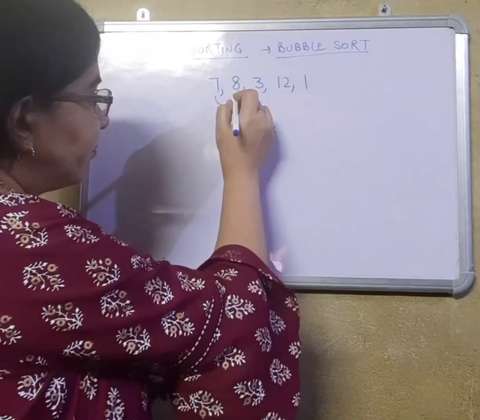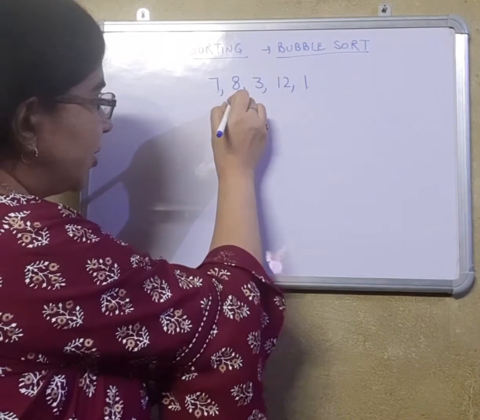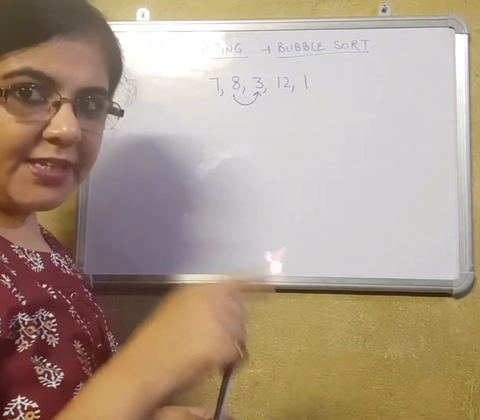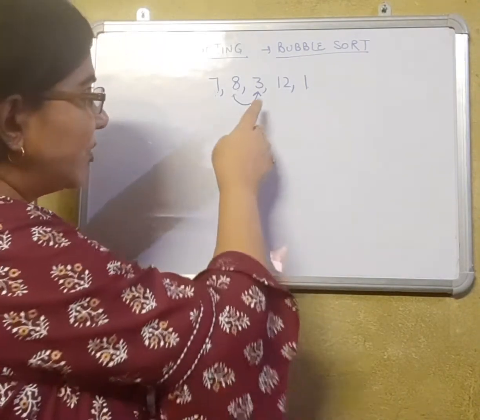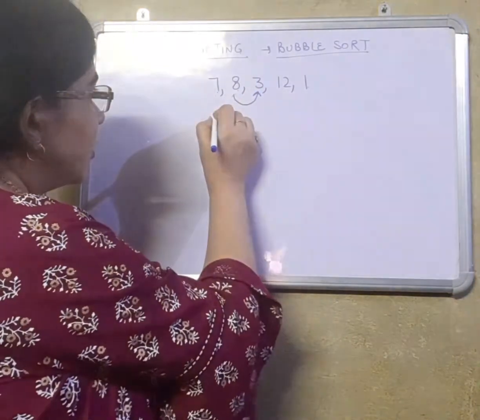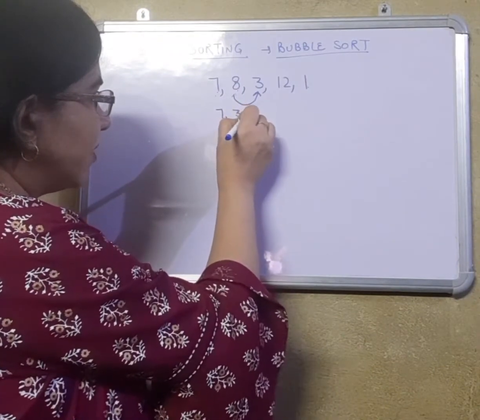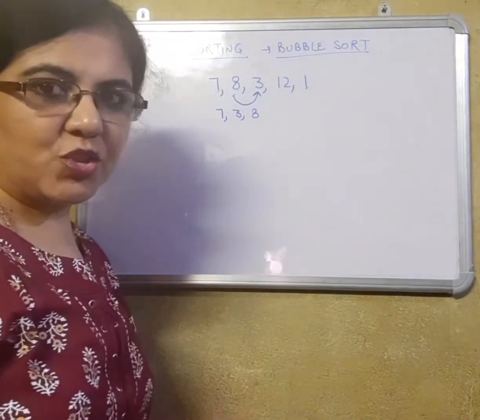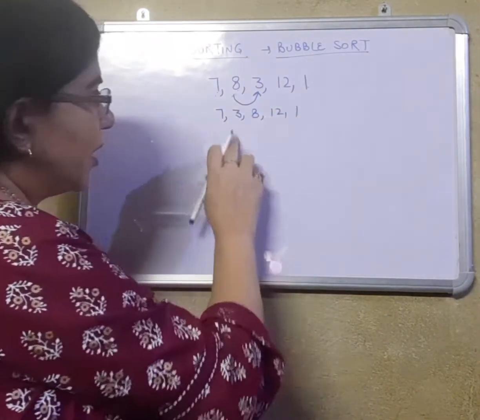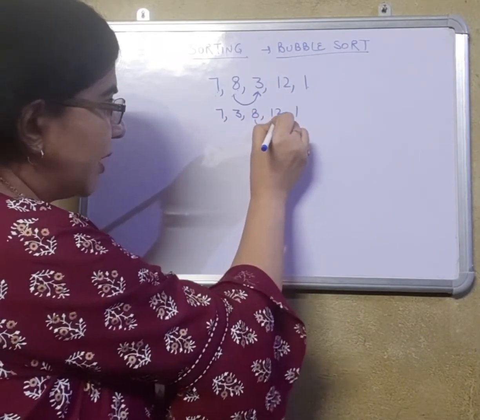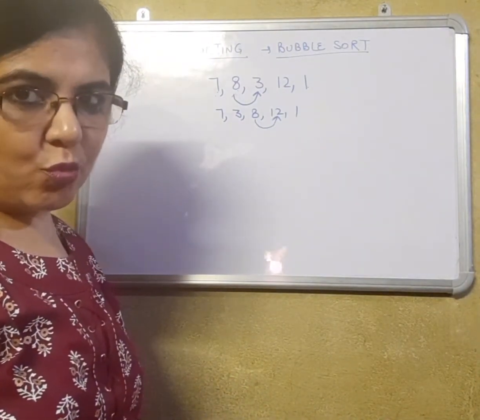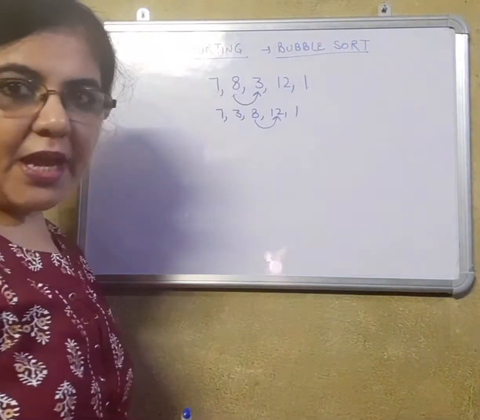Then if we move further, 8 will be compared to its neighboring element 3. We see that yes, 8 is greater than 3, so exchange should take place in the position of both of them. Our array now becomes 7, 3, 8 because both of them have exchanged their places, and the rest of the array is the same. Then it moves to the next position and 8 is compared with 12, if 8 is greater than 12. But it is not so, so 8 and 12 will remain as they are.